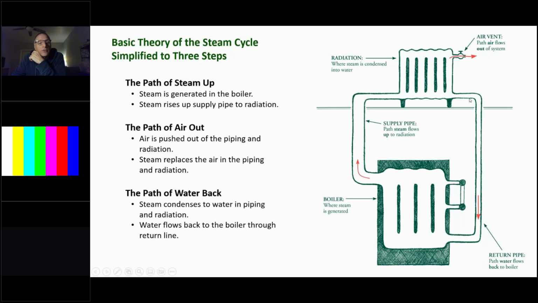And then we have to trace the path of water back to the boiler. Steam condenses to water in the piping and the radiation, and then the water flows back to the boiler through the return line, again, into that wet return. We don't show the Hartford loop here either because this is just a basic drawing, but we need to make sure that that wet return is clear of any obstructions to allow timely return of the condensate.